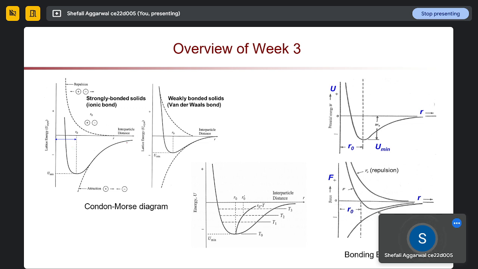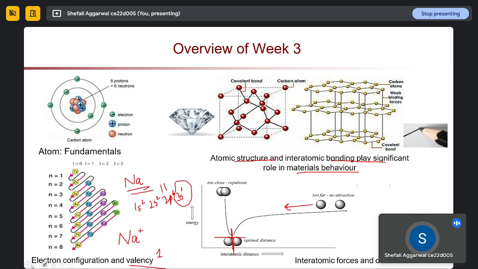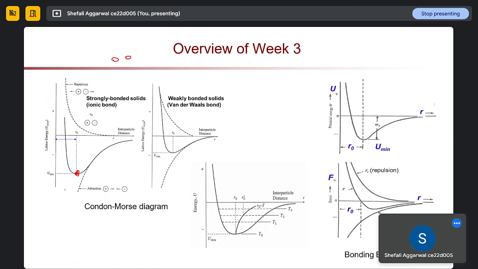We are telling that when two atoms are at a distance, there is very little attractive force. Then comes a point where there is an optimal point, optimal energy, and then repulsion will start. So, based on our Condon-Morse diagram, we can actually tell about the material properties.